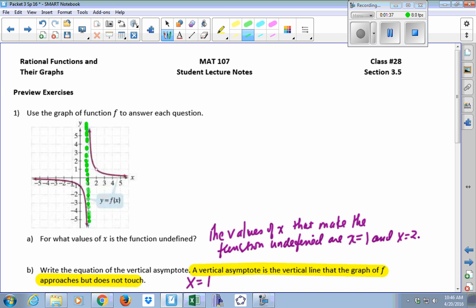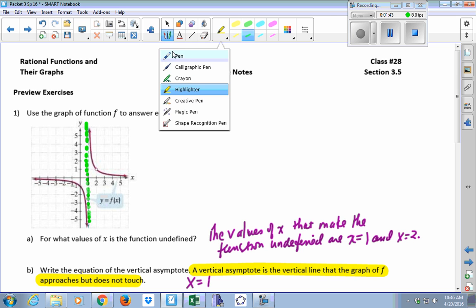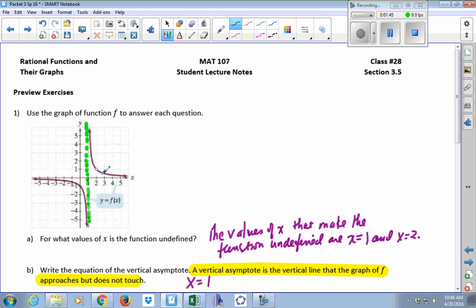And anybody notice anything else that's kind of weird about this? It doesn't touch these axes. Oh, I had so much trouble with the pen today. I had to switch pens out. Okay, let's see if it works now.